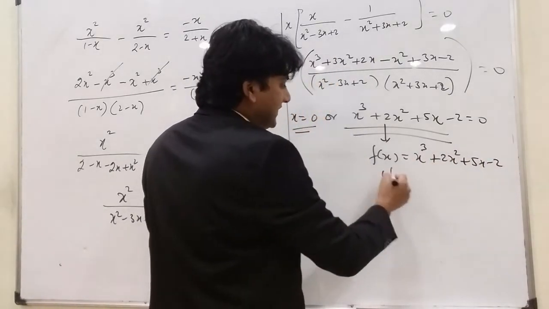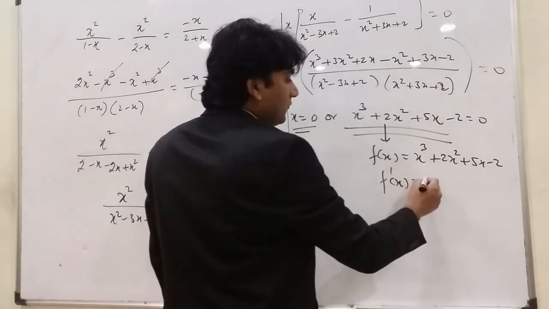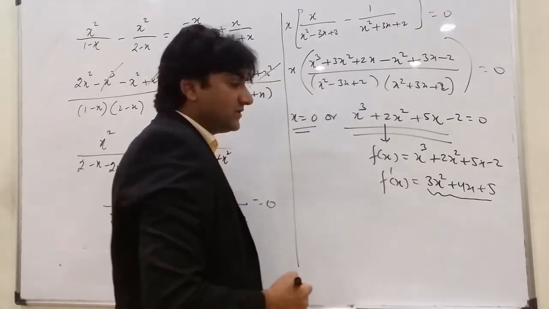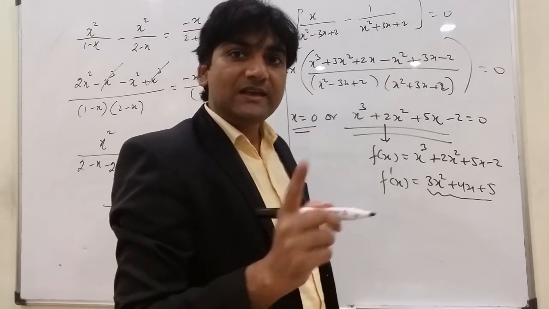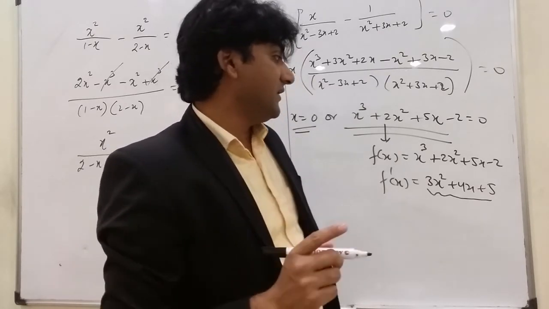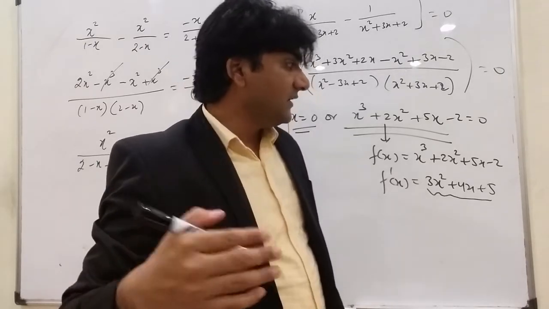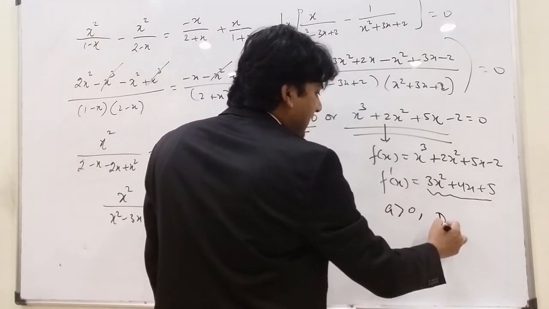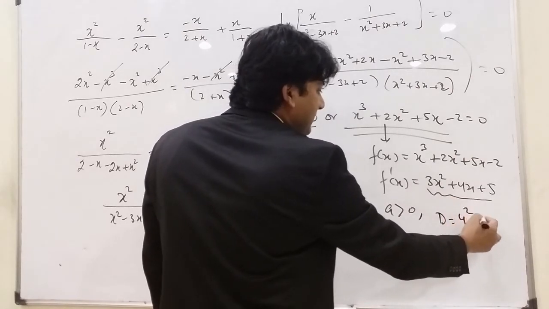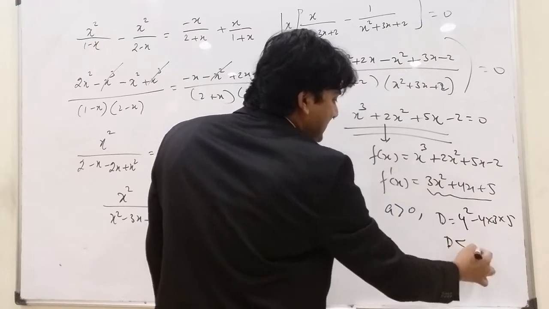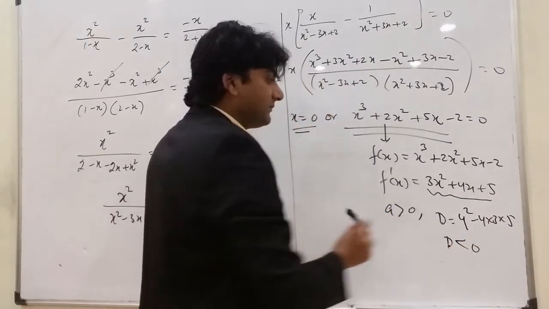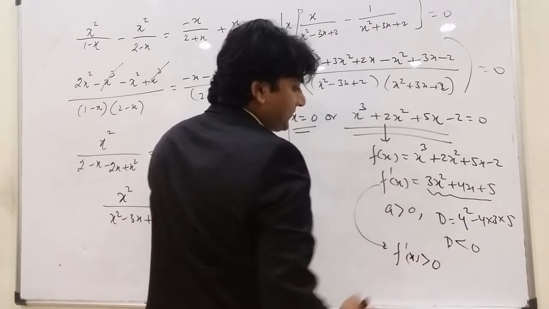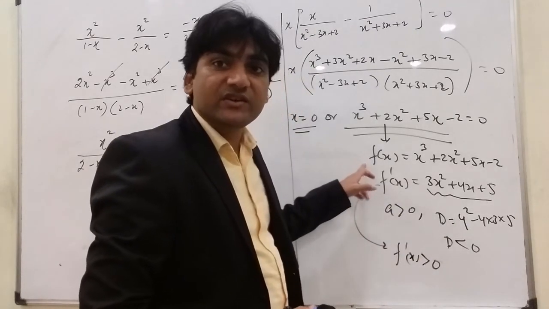Okay, and now differentiate both sides. Then we will have f dash x, which is 3x square plus 4x plus 5. So this is a quadratic equation, right? In a quadratic equation, we know if a is positive and d is negative, then that quadratic is always positive. So a is 3, which is greater than 0. Can we find d? b square minus 4ac, so 4 square minus 4 times 3 times 5. So I got d less than 0. So a positive and d negative means this quadratic is always positive. It means f dash x is always positive. It means f of x is a strictly increasing function, right?